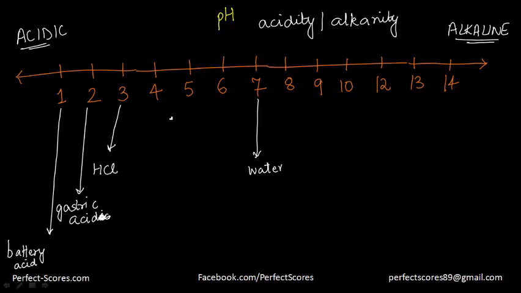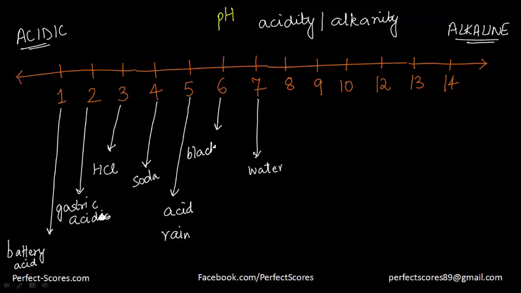Then the substance with 4 acidity is soda. For example, any aerated soft drink. The one with 5 includes acid rain. And the substance with an acidity of 6 is black coffee. And between 6 and 7 is another compound, which is urine or saliva.